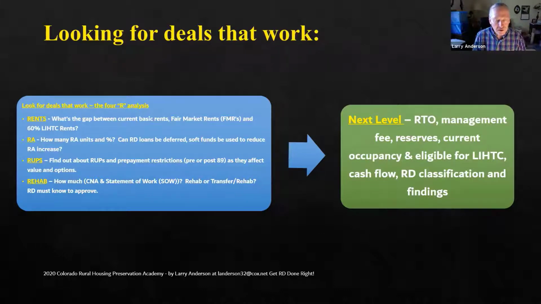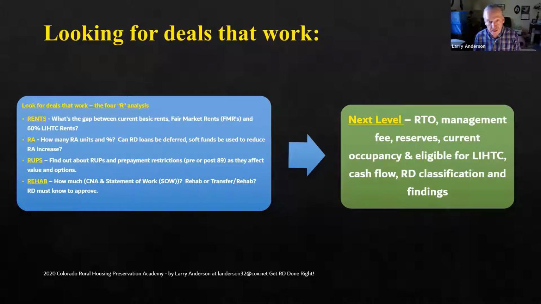So your first blush is you want to find properties that are going to work for you. And we talked about rents that you want to see. You want to make sure that the property you're targeting for preservation has enough room in the rents to bump them up when you need to bring in new resources. And the best way to see what that room is without getting an appraisal is doing a rough estimate using FMRs or 60% tax credit rents for the county that the property's in. You can get that information.